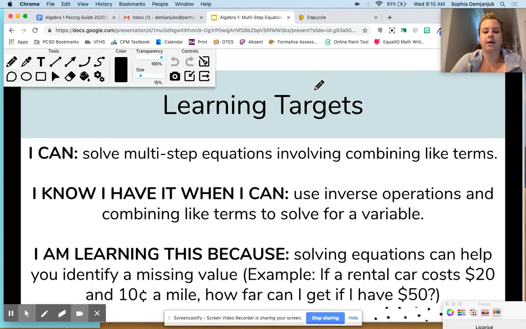So your learning targets are pretty much the same as what they were last time. You can solve multi-step equations involving combining like terms. I know I have it when I can use inverse operations and combining like terms to solve for a variable, which means that you are just going to be doing the opposite and combining things to get that letter all by itself. And then it's the same, I'm learning this because example, where it can help you find a missing value, like finding how many miles you're going to be able to go in your rental car if you have $50 and you know that it's $20 initially and 10 cents every single mile.